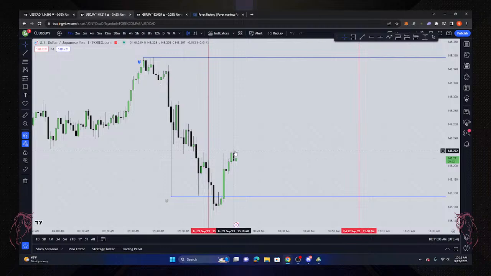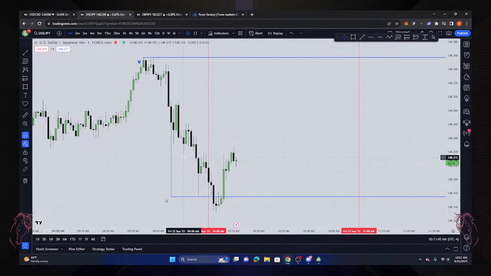UJ just swept this high, but as we can see, the bodies closed below the high. So the wicks do the damage and the bodies tell the narrative. What we see here is that the bodies closed below this high, so it's not giving me full confidence that it's going to continue going higher. Although it did leave an FVG right here, since the bodies didn't close above this high, it's not giving me full confidence that it's wanting to continue going higher.